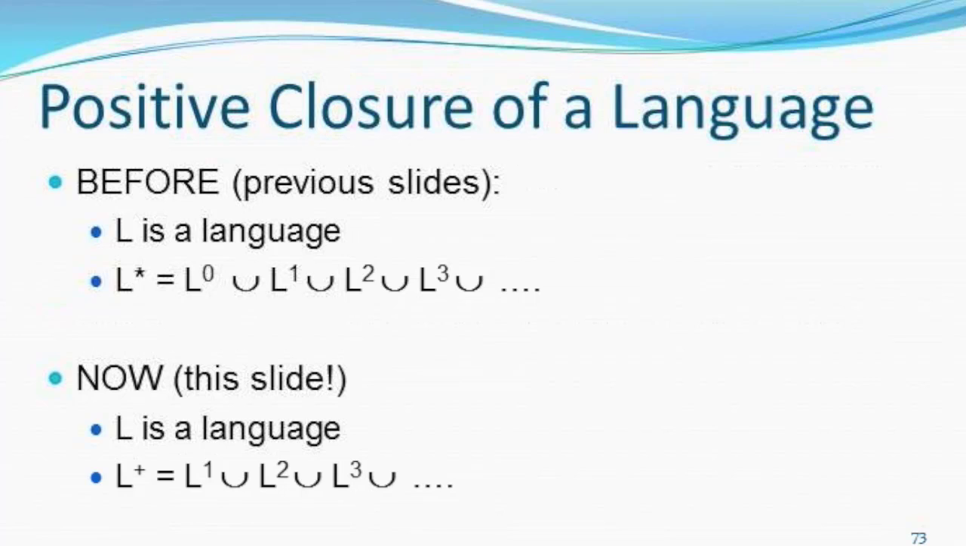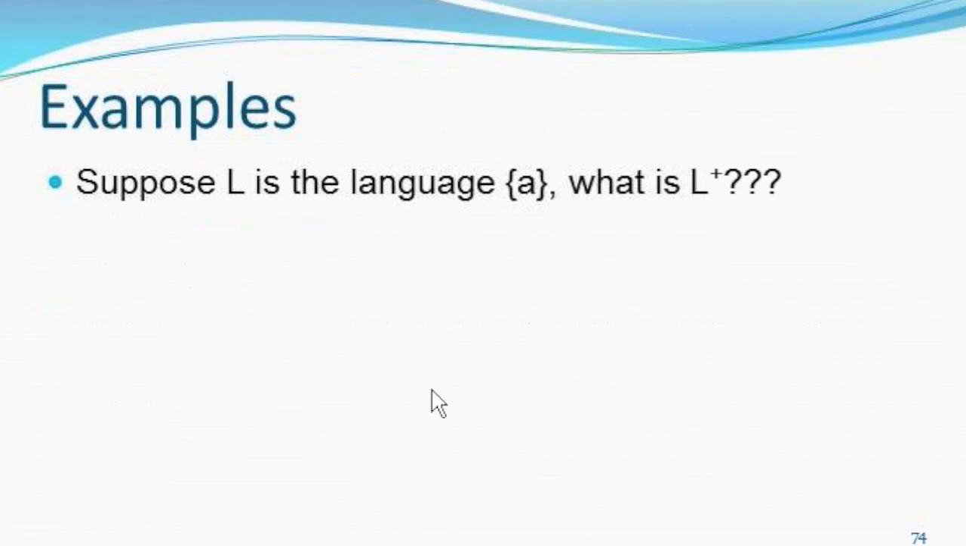Okay. We have talked about L star. Now we're going to talk about L plus, which we call the positive closure of a language. And L plus is just the same as L star, except we don't union in L to the 0, right? So we don't necessarily have a lambda in there. We may have a lambda if L has a lambda in it, but we don't guarantee to have a lambda the way we do in L star. So if L is the language with just the string A in it, then L plus is this language, right? There's no lambda.